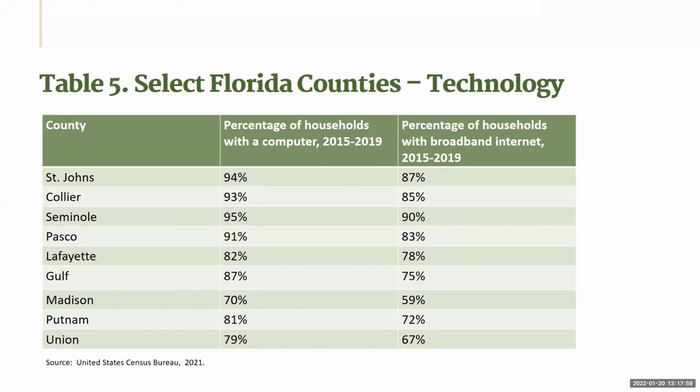Technology, which is also an environmental determinant. So we see here that in the highest ranking counties, between 93 and 95% of households have a computer, with 85 to 90% of those households having broadband internet access. Whereas when you look at the lowest ranking counties, the percentage of households with a computer is significantly different, 70 to 81%. And broadband internet access ranges from 59 to 72% of households.